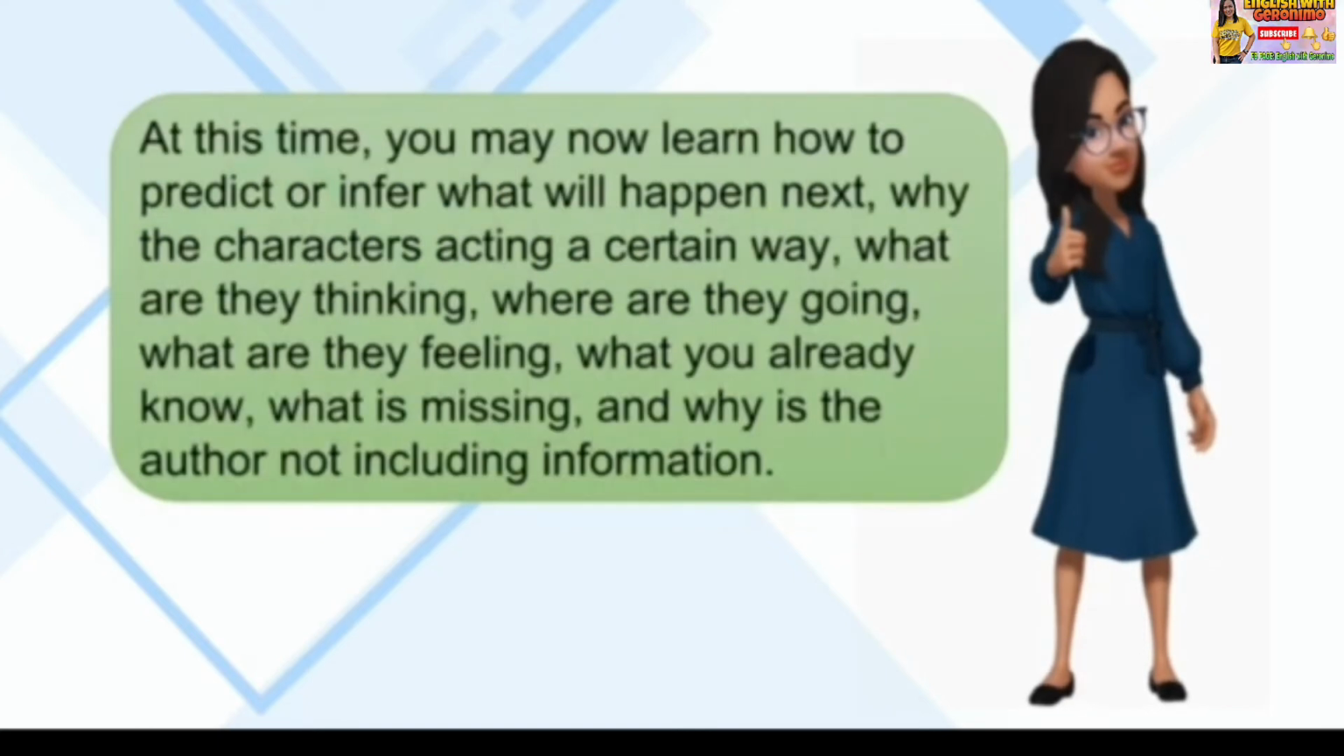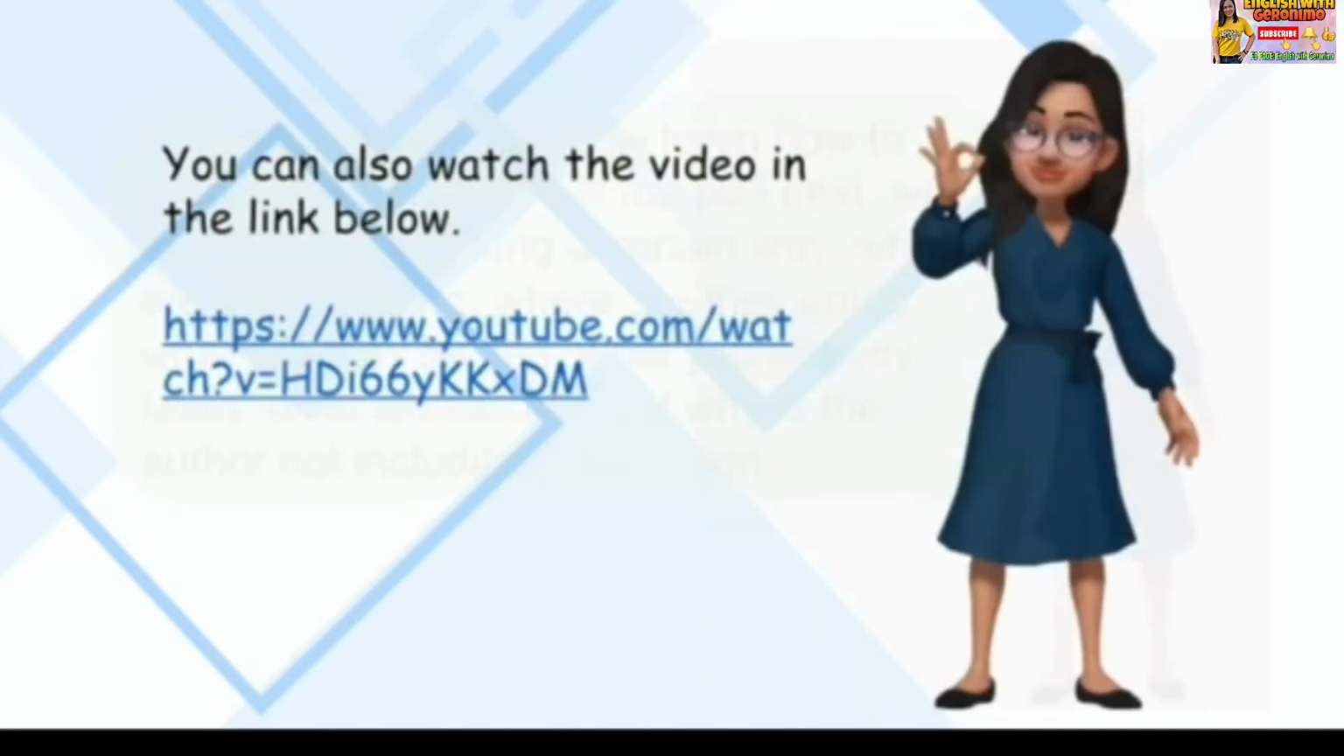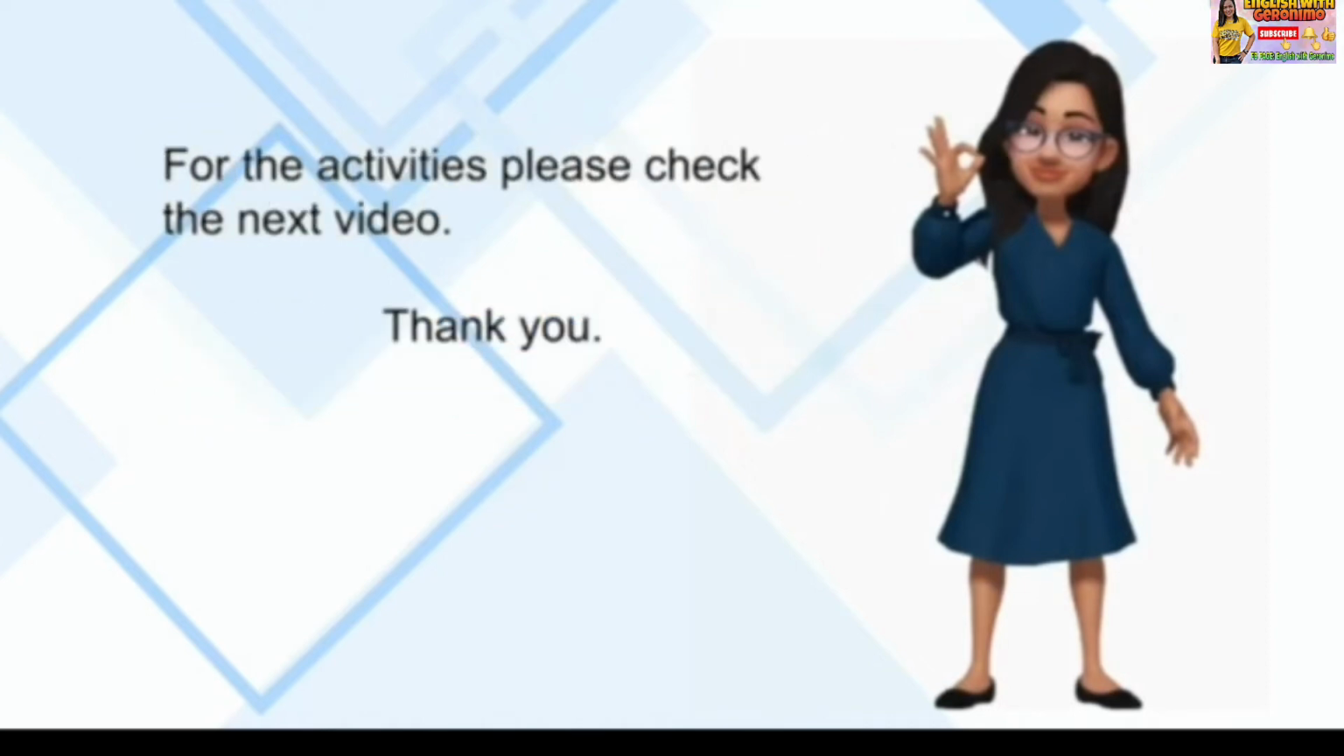At this time, you may now learn how to predict or infer what will happen next, why the characters are acting a certain way, what they are thinking, where they are going, what they are feeling, what you already know, what is missing, and why the author is not including information. You can also watch the video in the link below. For the activities, please check the next video.